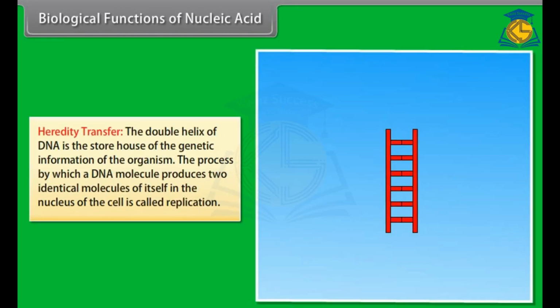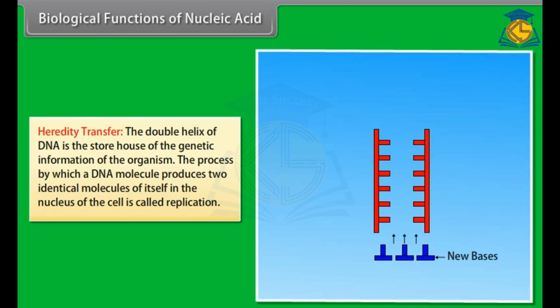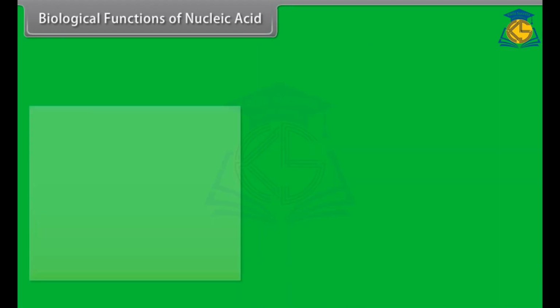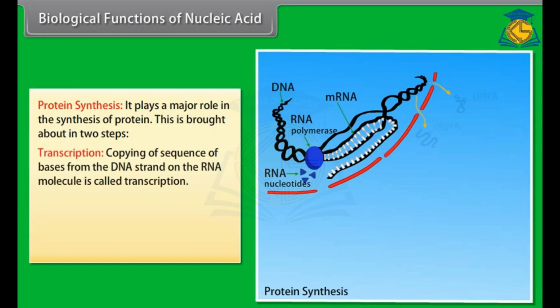Heredity transfer: the double helix of DNA is the storehouse of the genetic information of the organism. The process by which a DNA molecule produces two identical molecules of itself in the nucleus of the cell is called replication. Protein synthesis: it plays a major role in the synthesis of protein. This is brought about in two steps. Transcription, which is copying of sequence of bases from the DNA strand on the RNA molecule, is called transcription.